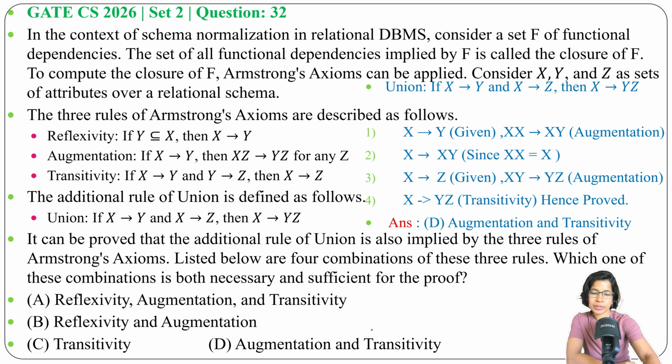Answer will be option D. By using augmentation and transitive, we can get the union. That's why these three rules are in Armstrong's axioms. These are the basic rules. By using these, we can get other rules. So union is one of them. There are some more rules like decomposition that we can also get by using these three rules.